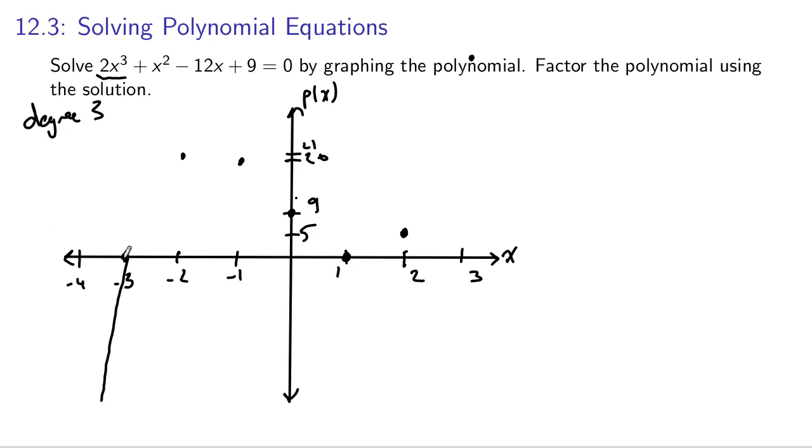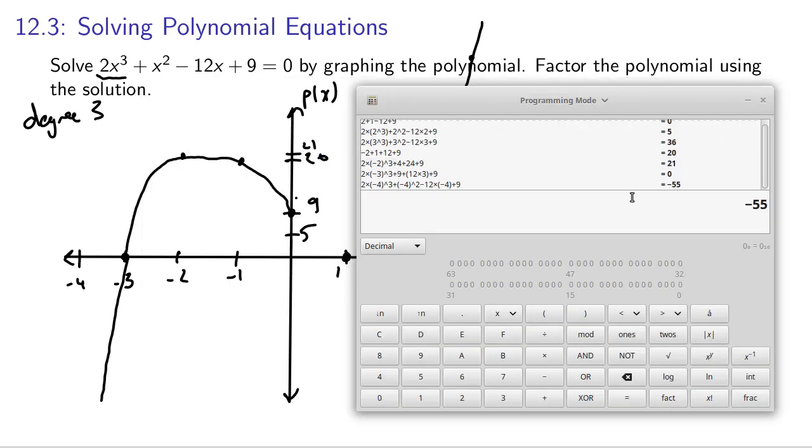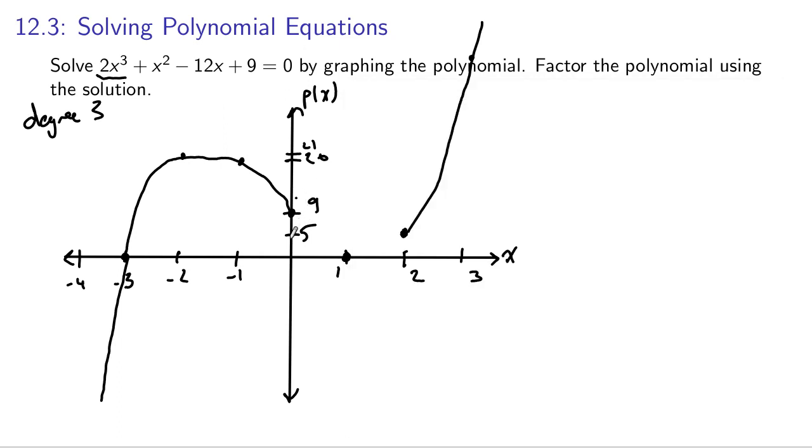From what we've already plugged in, we're going to definitely have this shape here, and this shape here. But this region between 0 and 2 needs to be defined better. So let's grab our calculator again. Put in 0.5. 2 times 0.5 cubed plus 0.5 squared minus 12 times 0.5 plus 9. That's 3.5 for 0.5. 3.5 at 0.5 would be around here.